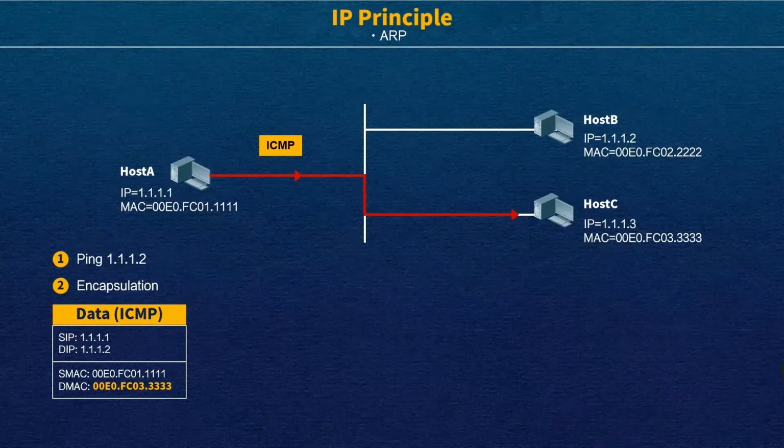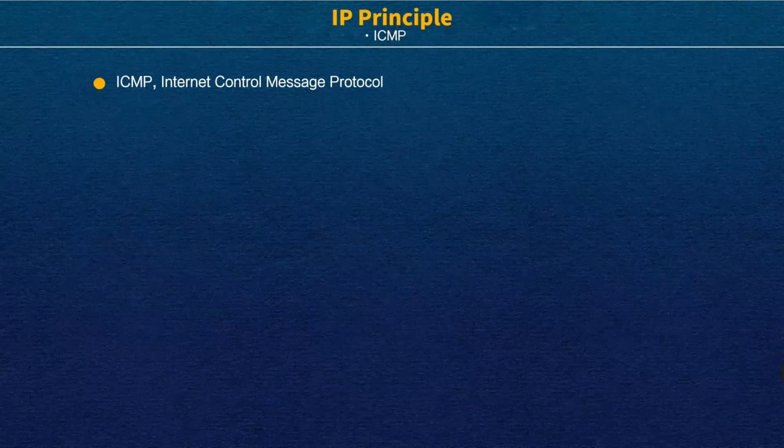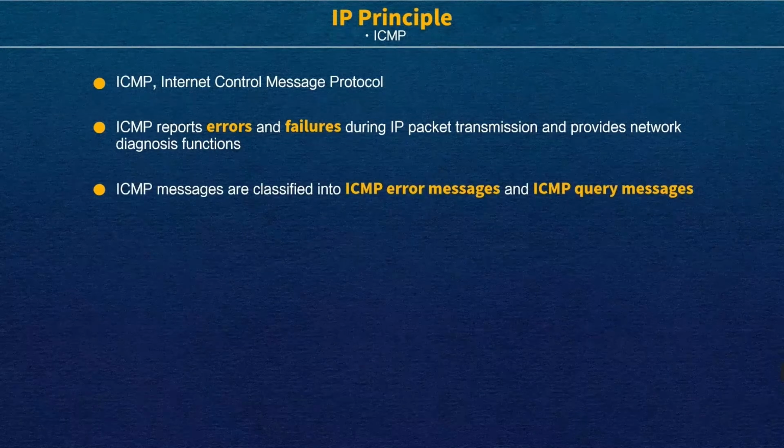So what's the function of ICMP? Let's look at the next protocol. ICMP is Internet Control Message Protocol. It reports errors and failures during IP packet transmission and can also provide network diagnosis functions. This is the main function of ICMP. We can divide ICMP packets into two parts: one is the error message and the other is the query message. Usually we use a query message to test whether the network connection is ready or not. If not, we can use the ICMP error message to find the detailed reason for troubleshooting.